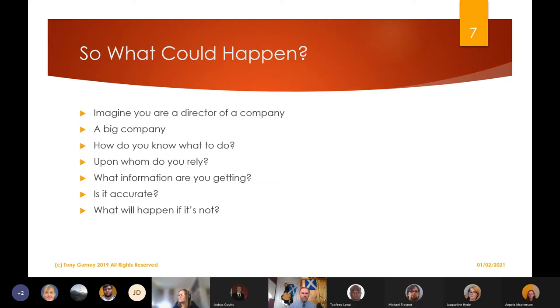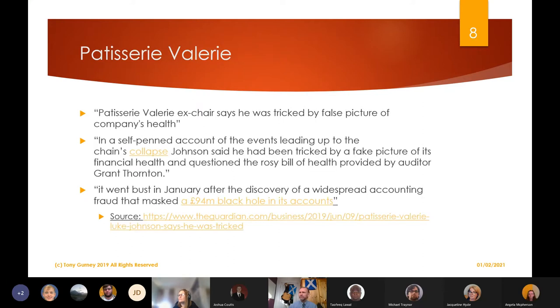Because the organisation I'm talking about is one you've probably heard of. Anybody ever been to a Patisserie Valerie? Nope. There are fewer of them around since they had their problems, but you used to see them all the time in train stations and high streets and whatever. Think coffee and cake shop. Coffee, cake, sandwiches, that kind of thing.